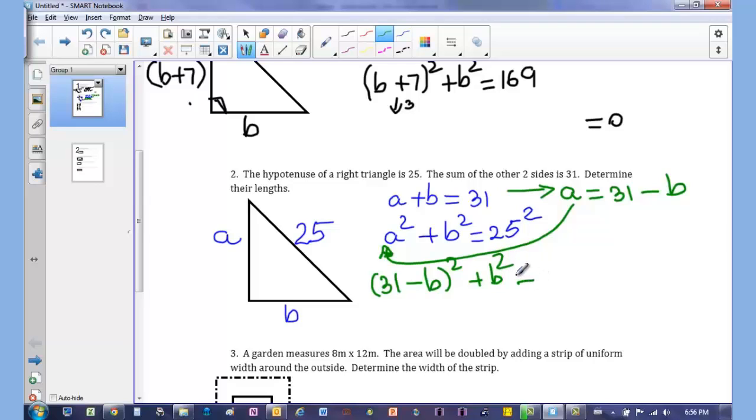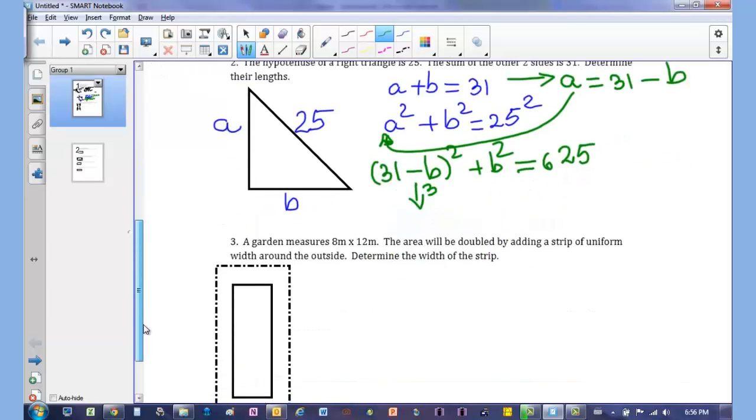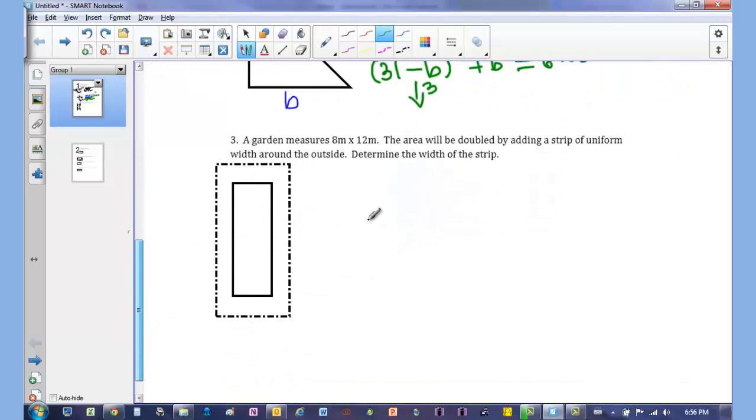equals 625, since 25 squared is 625. Again, remember, the perfect square will expand into 3 terms, and then you collect like terms and solve for the possible B values.